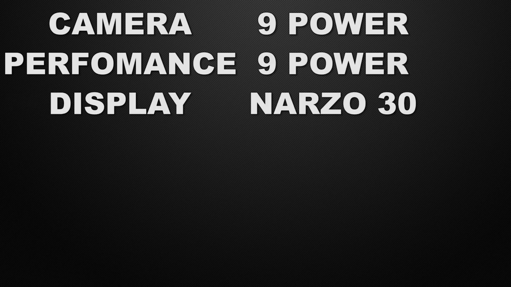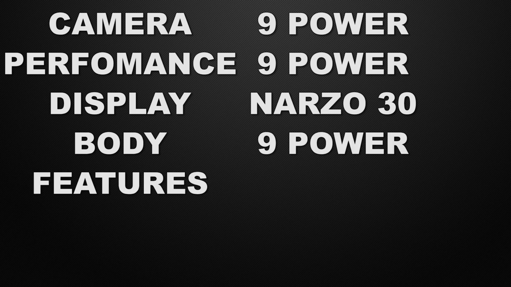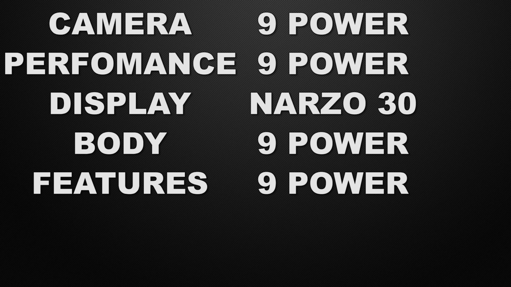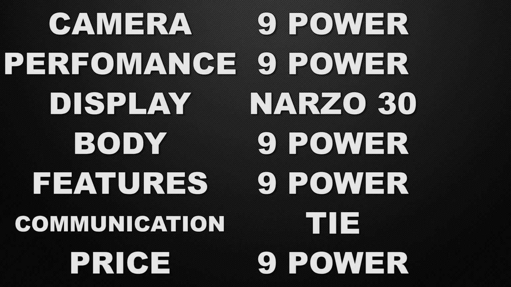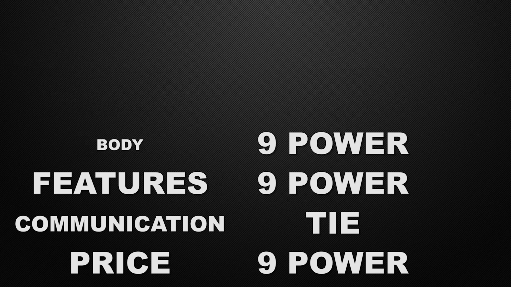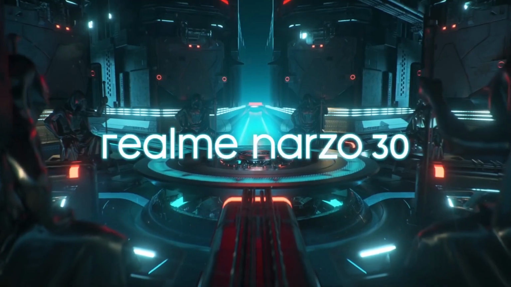So the conclusion of the video is, in the camera, the winner here is 9 Power. In the performance, the winner here is 9 Power. In the display, the winner here is Narzo 30. In the body segment, the winner here is 9 Power. In the features of the device, the winner here is 9 Power. In the communication chips, it's a tie. And about the prices, the winner here is 9 Power. So the decision is totally yours, which device you like the most so far, and let me know in the comment below what you think, which device is better for you.